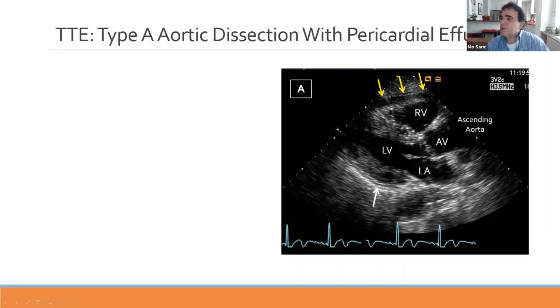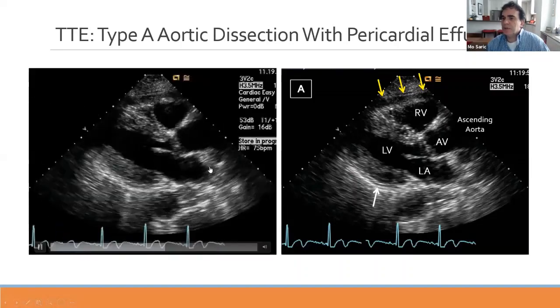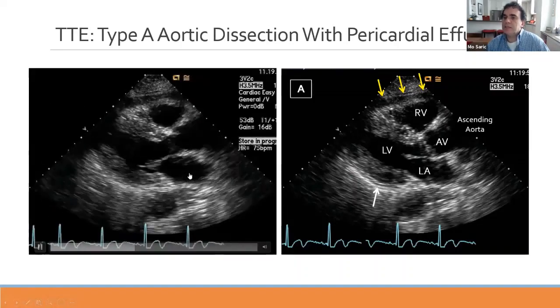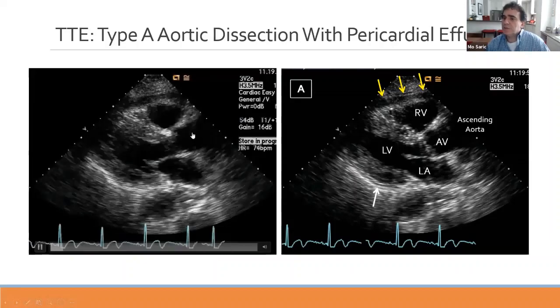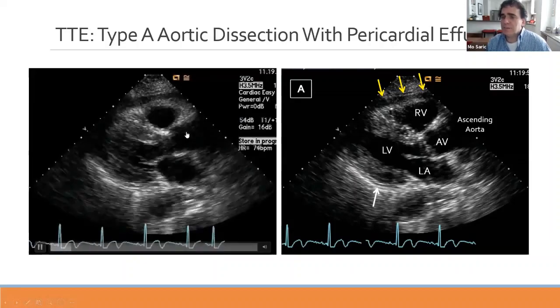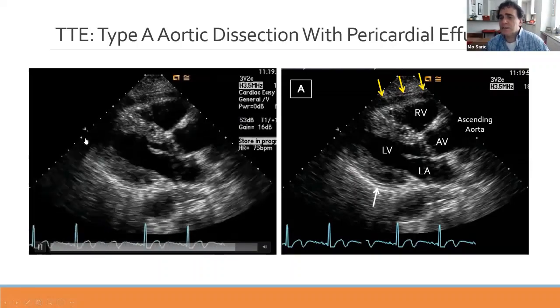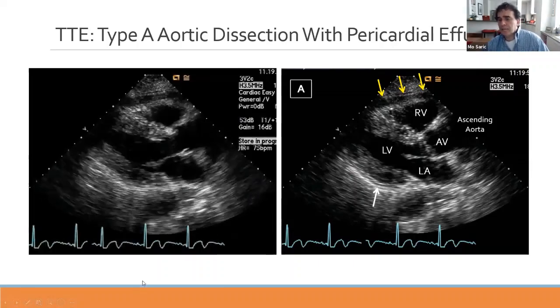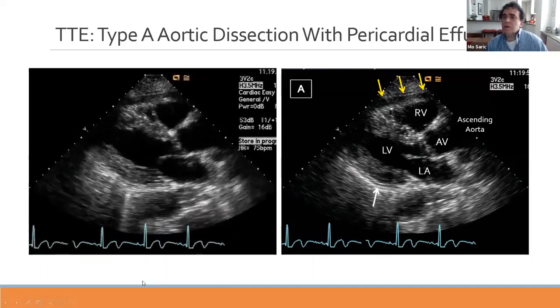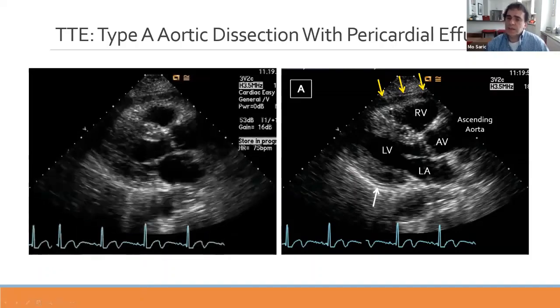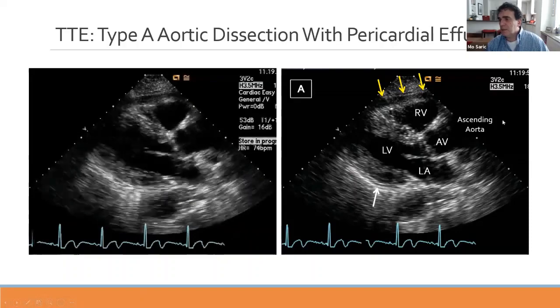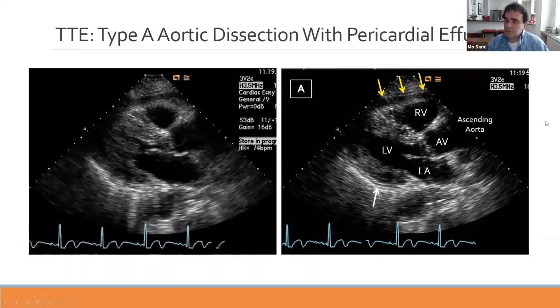Here on a still image, yellow arrows point to pericardial effusion in somebody with the type A aortic dissection. The dissection flap in this patient could not be well visualized by transthoracic echocardiography, but its consequence, which is pericardial effusion, a circumferential one, can be. And recognition of a new pericardial effusion with severe chest pain should always raise the possibility of type A dissection in appropriate clinical setting.